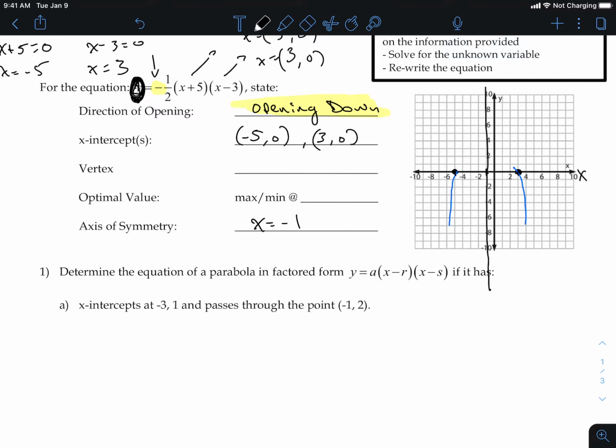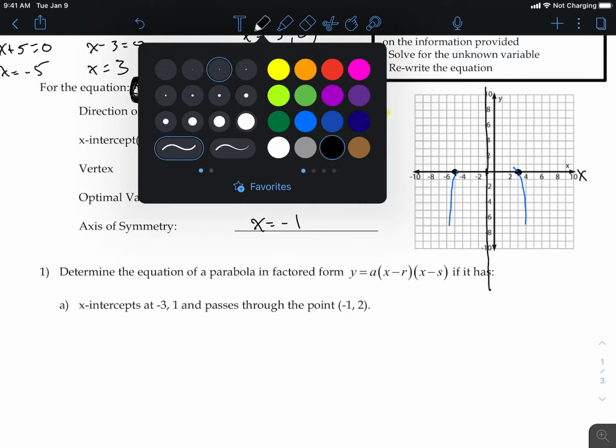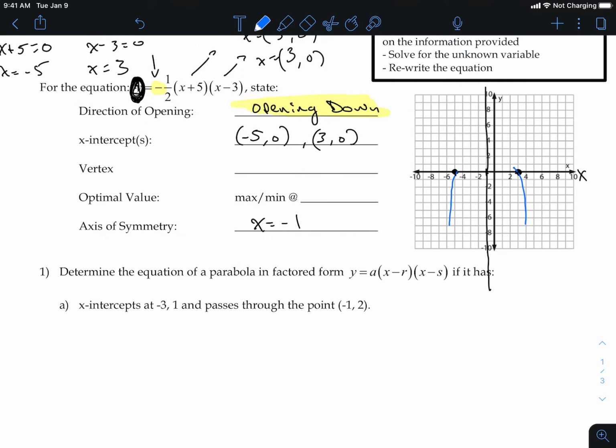Now, I know the graph is going to go through there somehow. Again, I still don't know how high up the graph goes. I don't know if it goes there, or all the way up here, or all the way up there. That's the next thing we're going to figure out. This is what we call the vertex. The vertex is the maximum or minimum of the graph. So your next question should be, how do I find that?